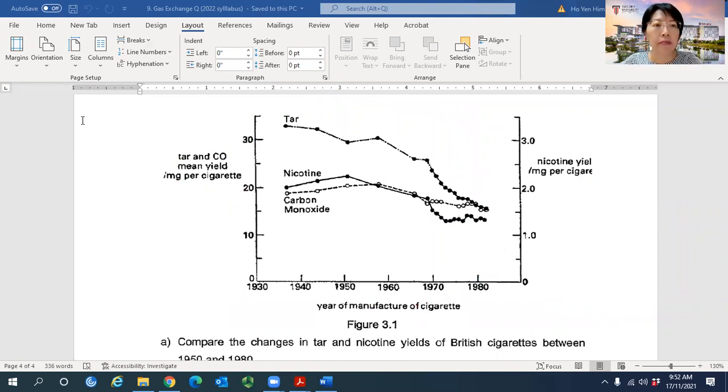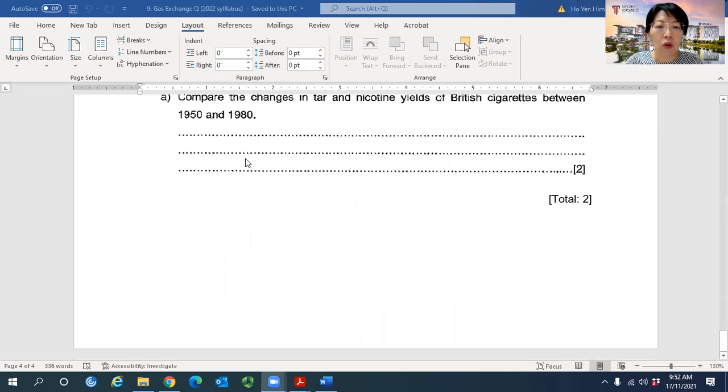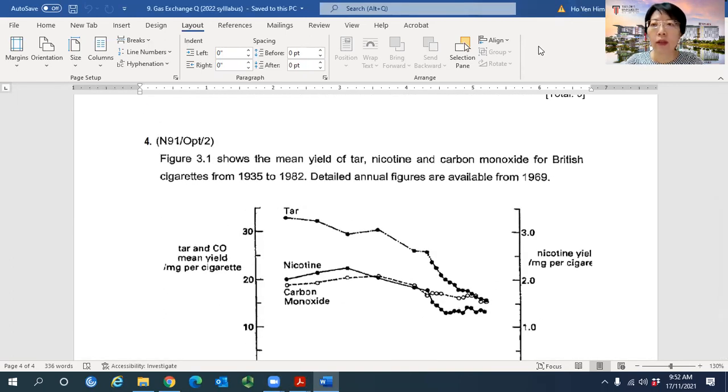So let me recap. Number 1, you have to state the general pattern. Number 2, in this case, quote a pair of figures. So you have learned to quote the figures correctly together with the units from the correct y-axis. Okay, so that's all for this question.